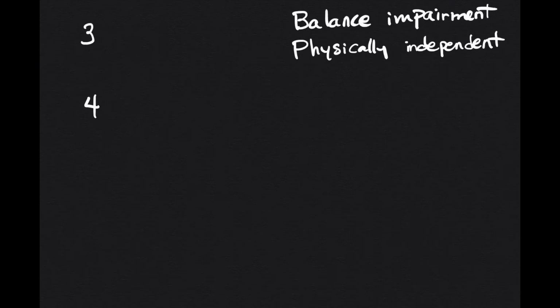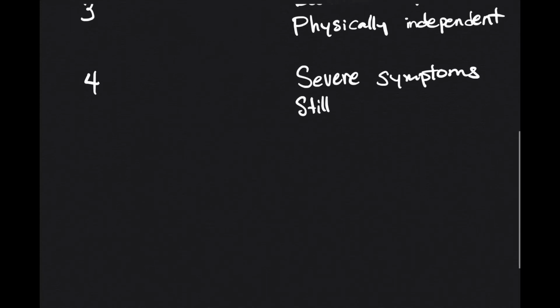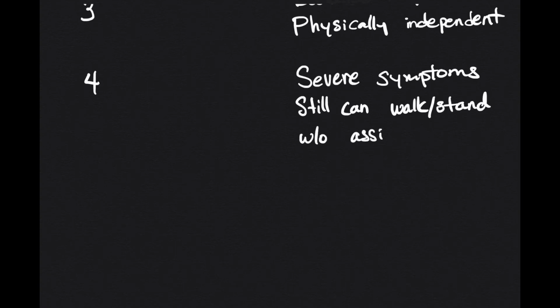Stage 4 is described by severe symptoms and disability. Individual can still walk or stand to a limited extent without assistance. The individual has significant rigidity and bradykinesia, but tremor may be less than earlier stages. For this reason, the individual can no longer live alone.